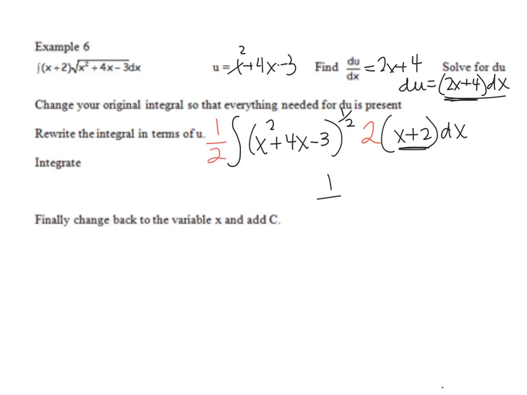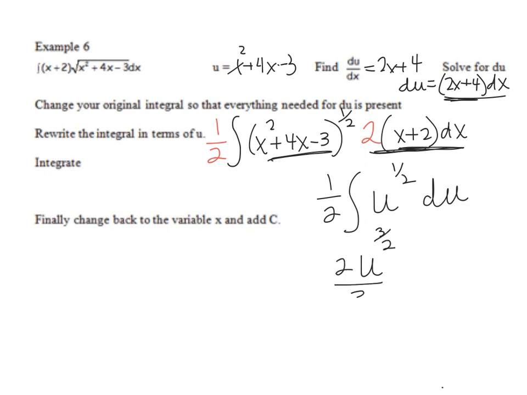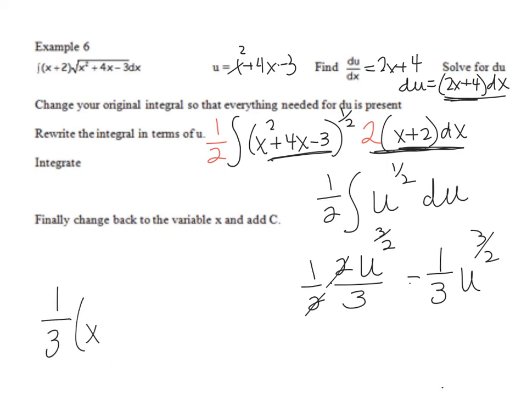I'm going to rewrite it in terms of u. This whole thing right here is du, substitution. This is u. So I have all of that written. I'm going to have u to the 3/2 over 2/3 times 1/2. So that's going to be 1/3 u to the 3/2. So when I get ready to write this, I have 1/3 u, where u is x squared plus 4x minus 3, to the 3/2 plus c. And that will be our final.